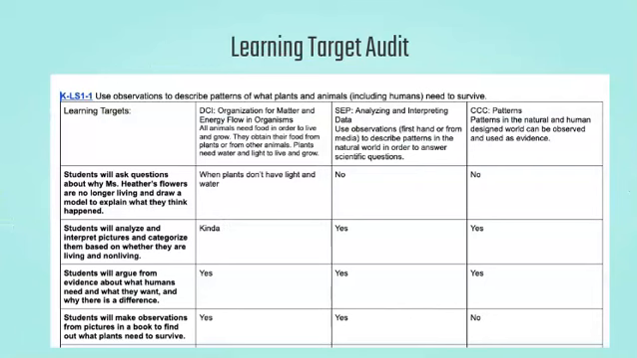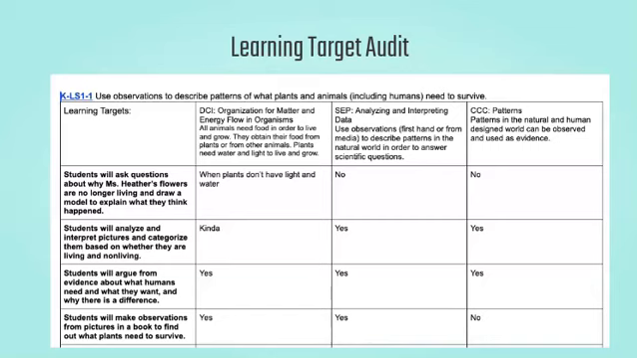This is a tool I recommend using to determine whether or not your learning targets have more than one dimension and to ensure that you're hitting all dimensions throughout the unit. You can see we have pasted a kindergarten standard up top, and then in each column we have a different dimension. So for example, the disciplinary core idea, the science and engineering practice, and the cross-cutting concept of patterns.